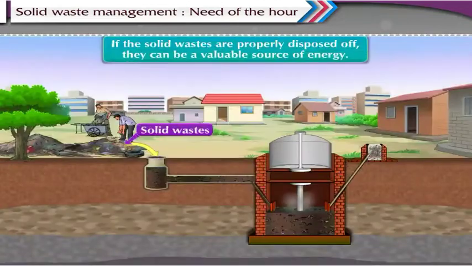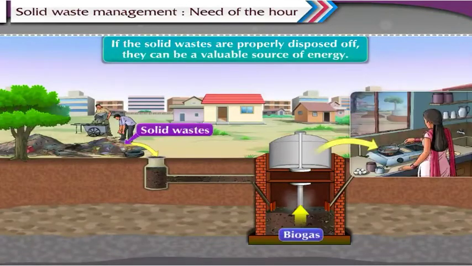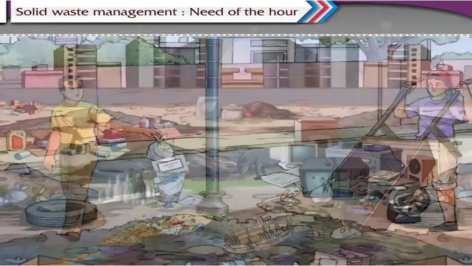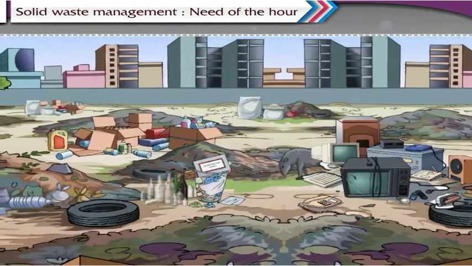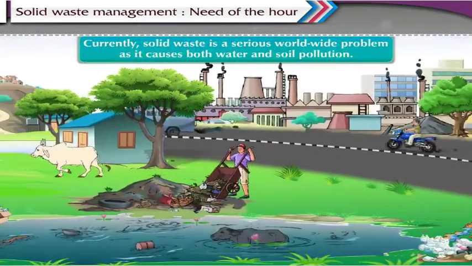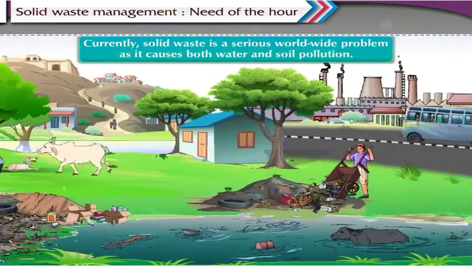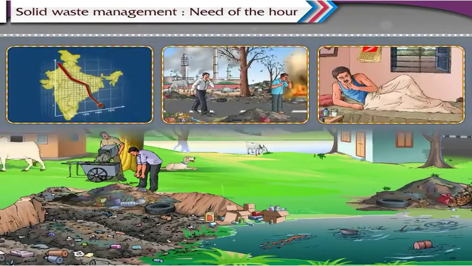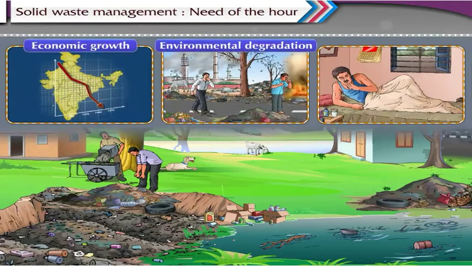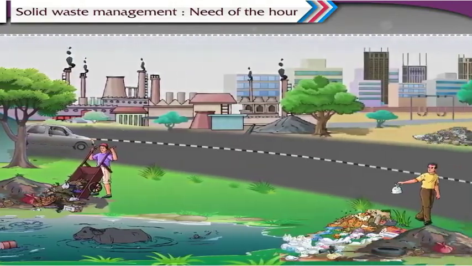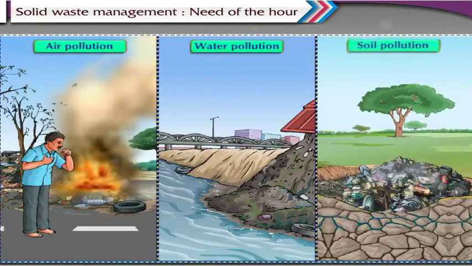If the solid wastes are properly disposed of, they can be a valuable source of energy. But if the solid waste is not disposed properly, heaps of garbage will be accumulated. Currently, solid waste is a serious worldwide problem as it causes both water and soil pollution. Solid waste is also a serious problem from the point of view of economic growth, environmental degradation, and health. It has posed a serious threat to nature and human habitat because of the air, water, and soil pollution it causes.